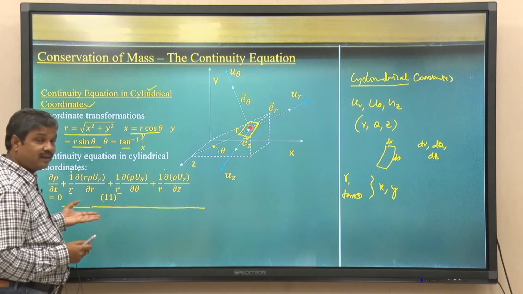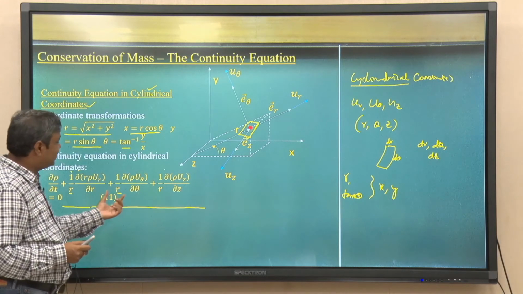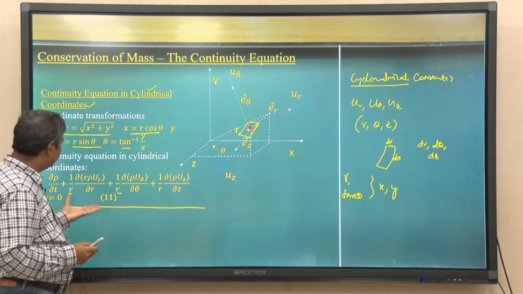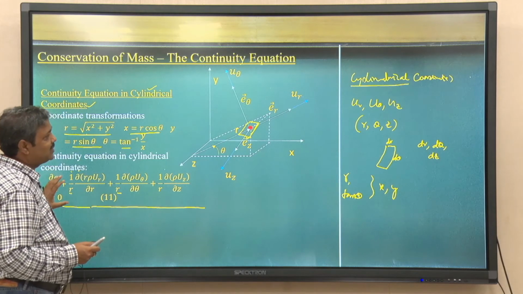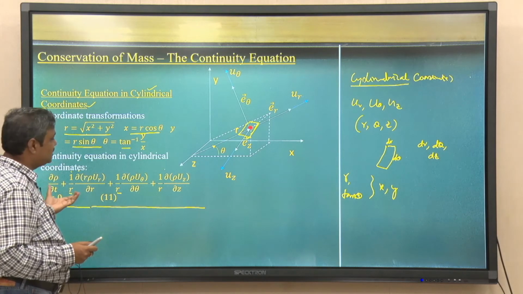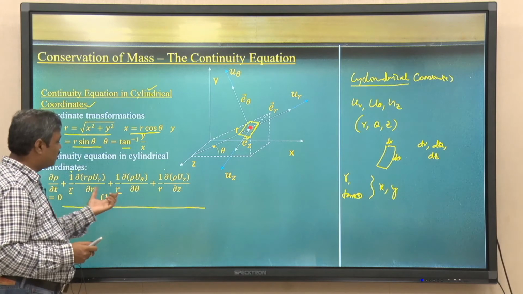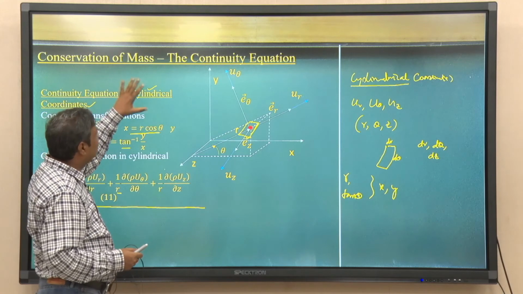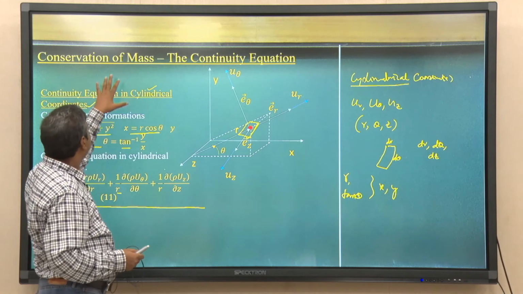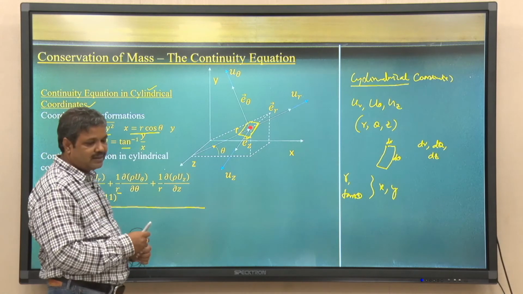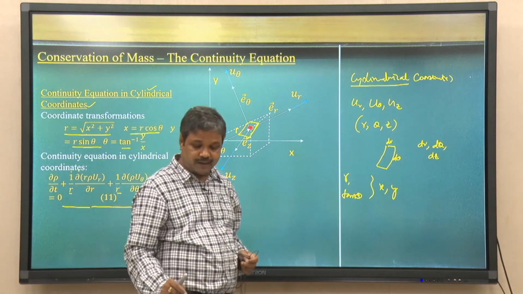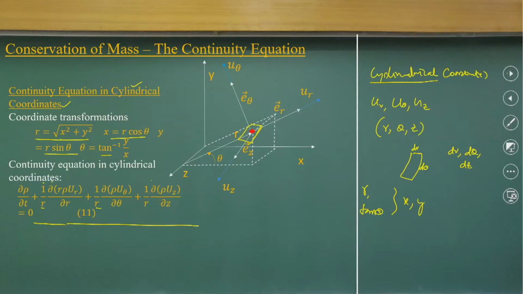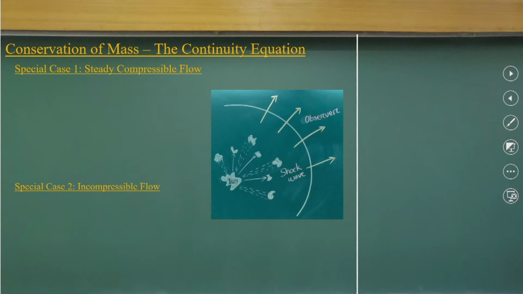So, please try to physically interpret these terms. You can try to remember these equations, or you can try to understand each physical component, as we derived for Cartesian coordinates and then also for cylindrical coordinates. Let us come back to understand some physical interpretations of these equations.